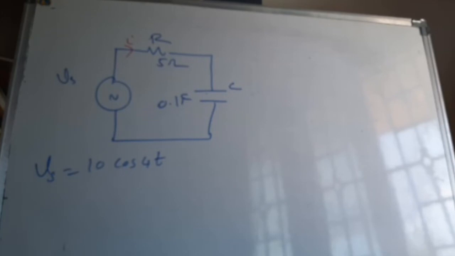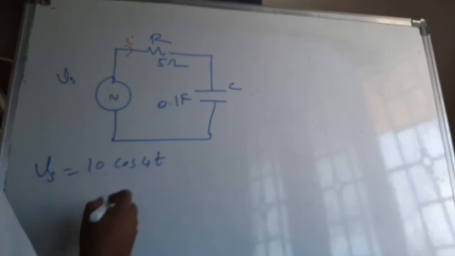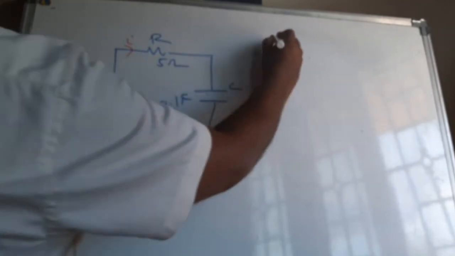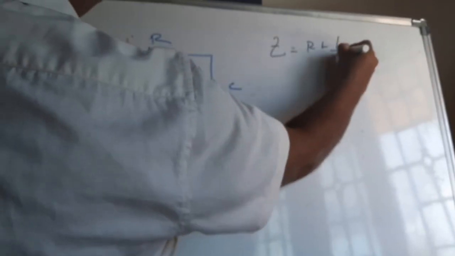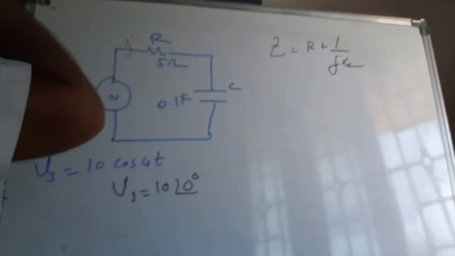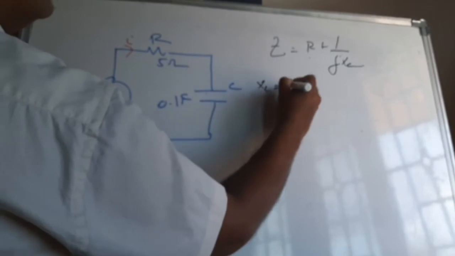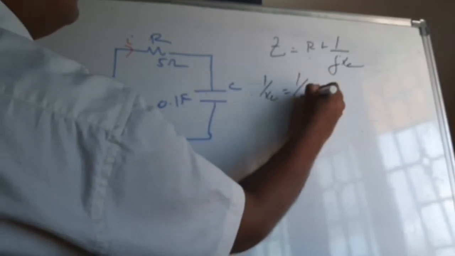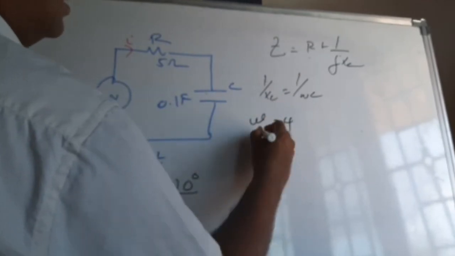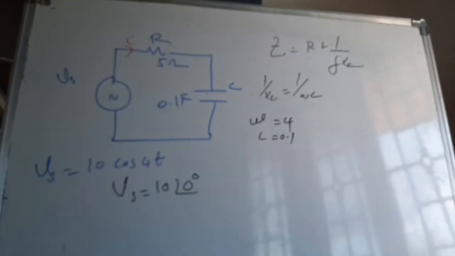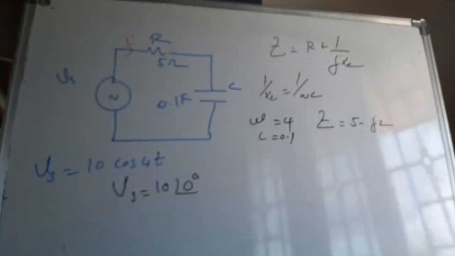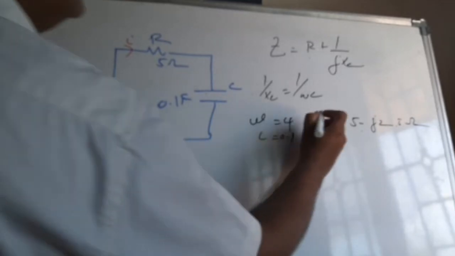Now, you have to find the impedance. We know that Vs is given. Vs can be represented with angle 0 degrees, as there is no phase here. Now, you can write Z is equal to R plus 1 by jωC. We know that ω is equal to 4 here. Substitute all the values here. You find Z is equal to 5 minus j2.5 ohms. Z is equal to 5 minus j2.5 ohms is what you're getting, the impedance of this.